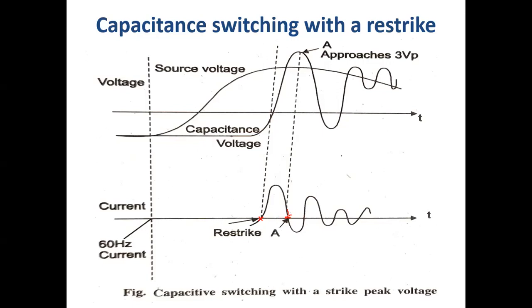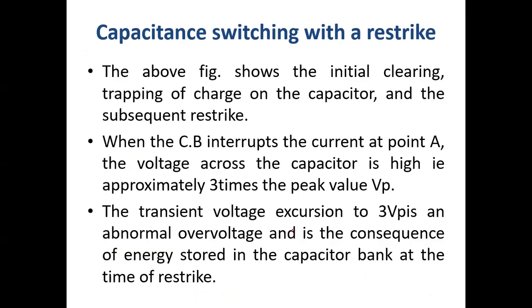Similarly, at this position, what will happen? The current becomes zero, so the voltage is maximum. During this first peak, the voltage across the capacitor may increase to three times the value of the supply voltage. After some period, after all the energy stored in the capacitance dies out, the system comes to the normal steady state condition. So this is the waveform drawn during the capacitance switching.